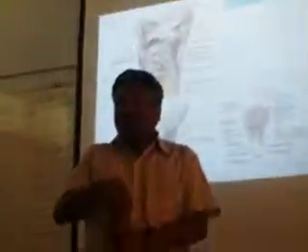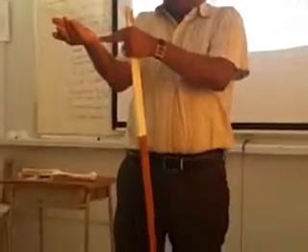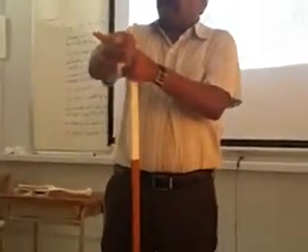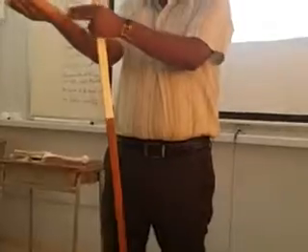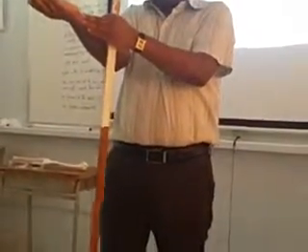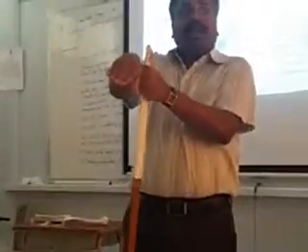Because of that there is the possibility of the radius rolling over the ulna. Here the radius rolls, the ulna is fixed. The radius rolls over the ulna because of this recess and even the interosseous membrane.